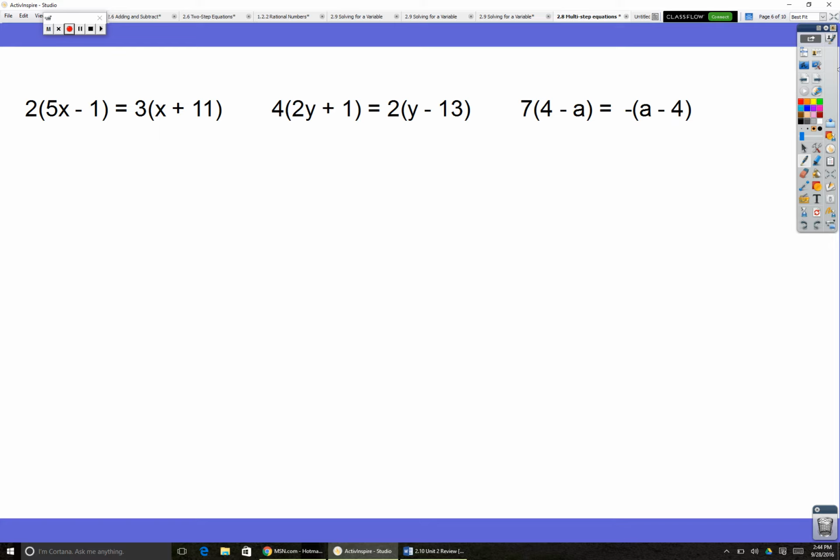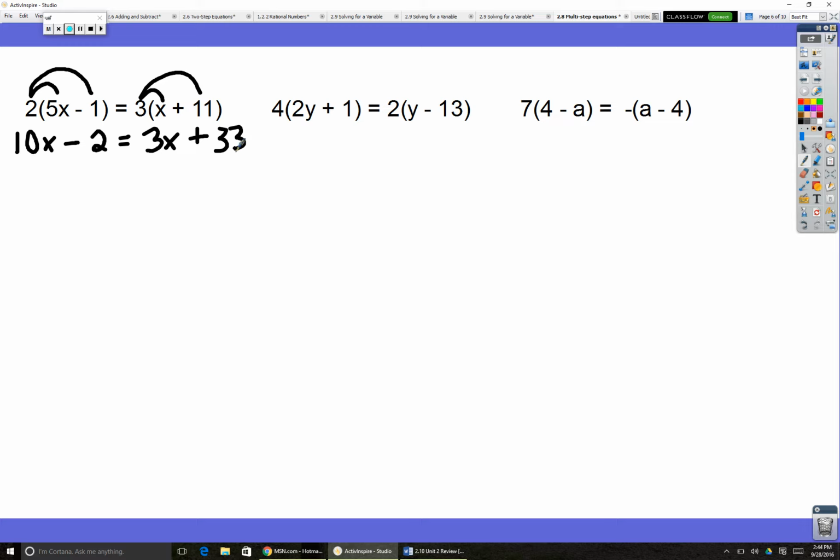Okay, let's look at some additional examples. For these examples, we are going to have to simplify by distributing before we can move variables to one side or the other. So I'm going to distribute my 2 to the 5x and the negative 1. 2 times 5x is 10x. 2 times negative 1 is negative 2. Doing the same thing to the other side, I have 3x plus 33.